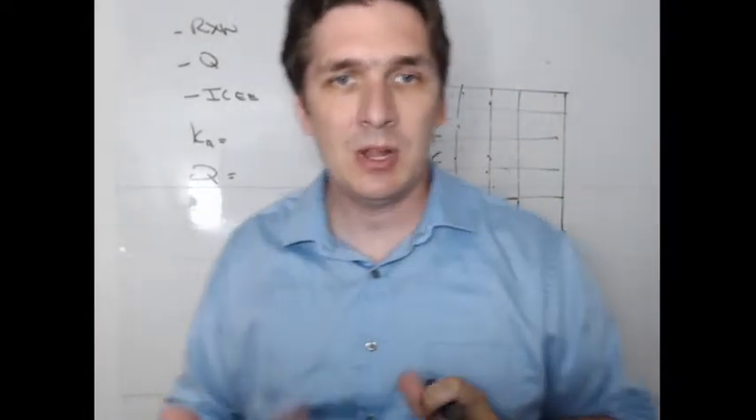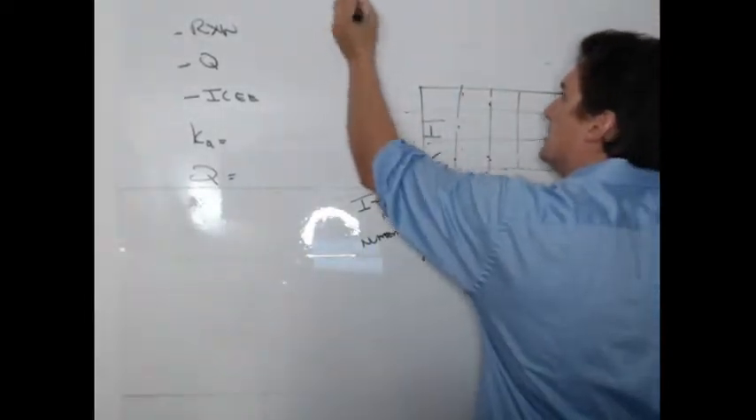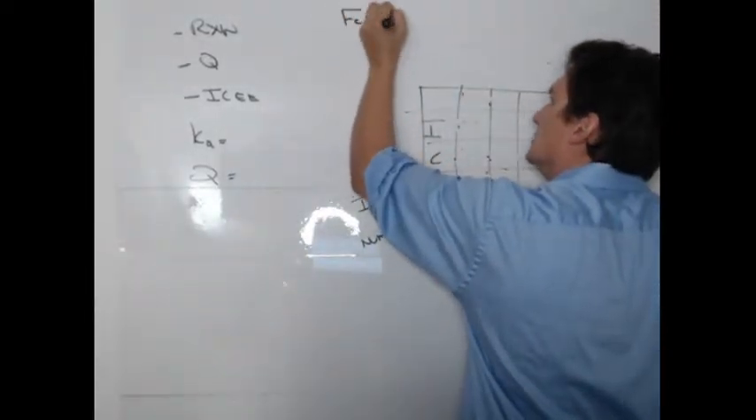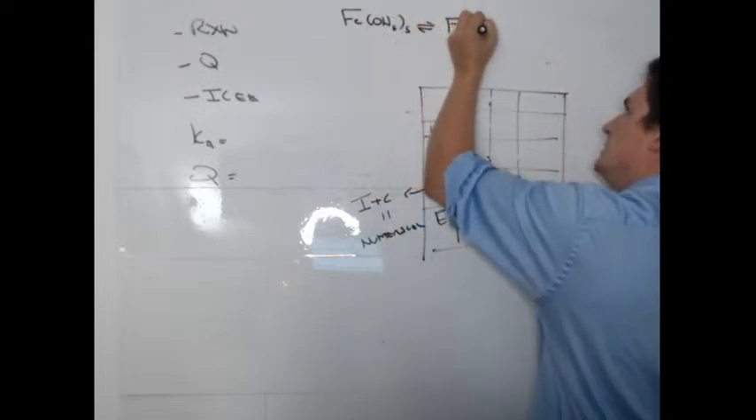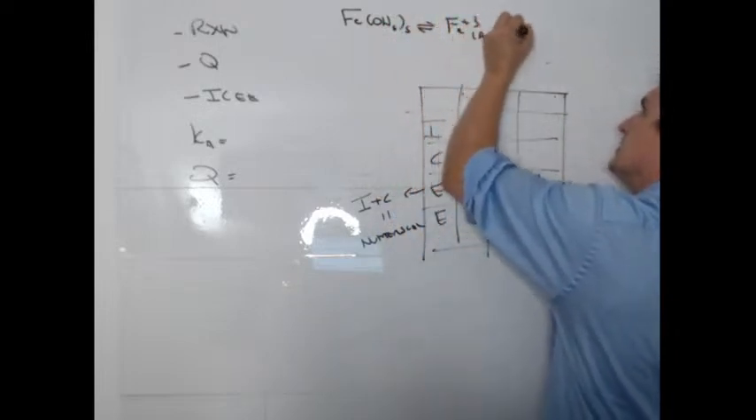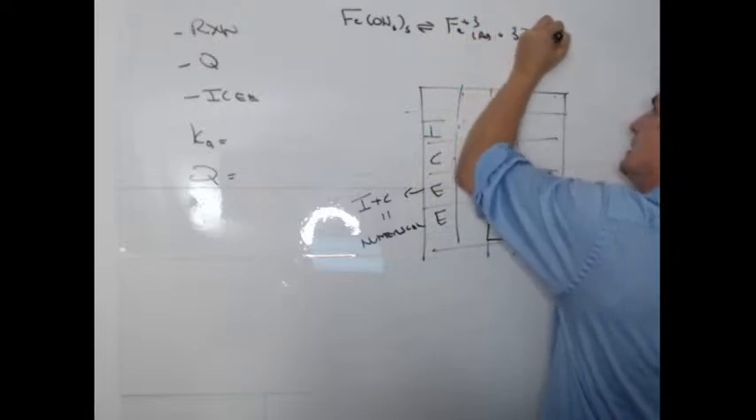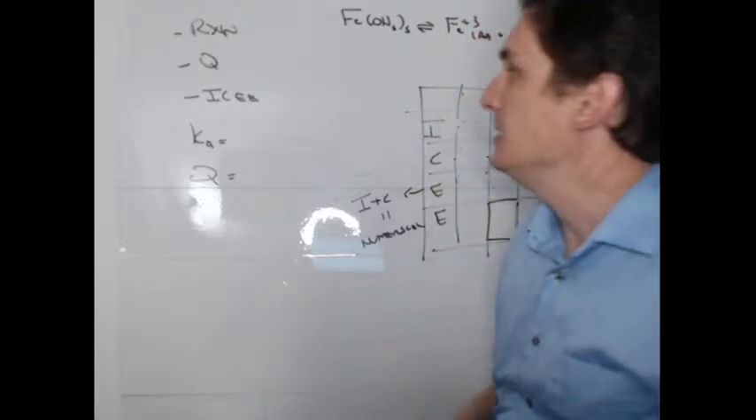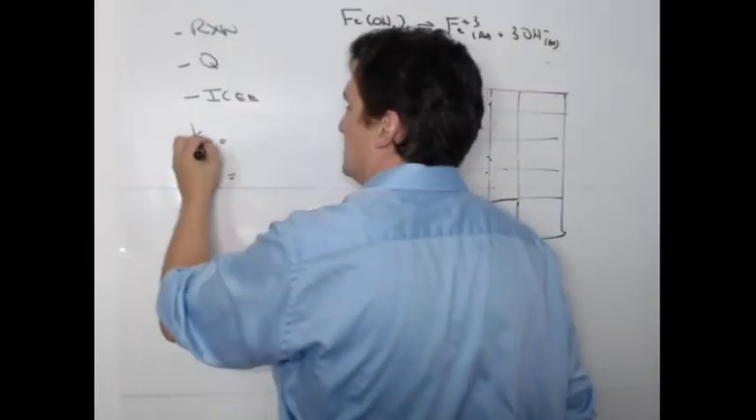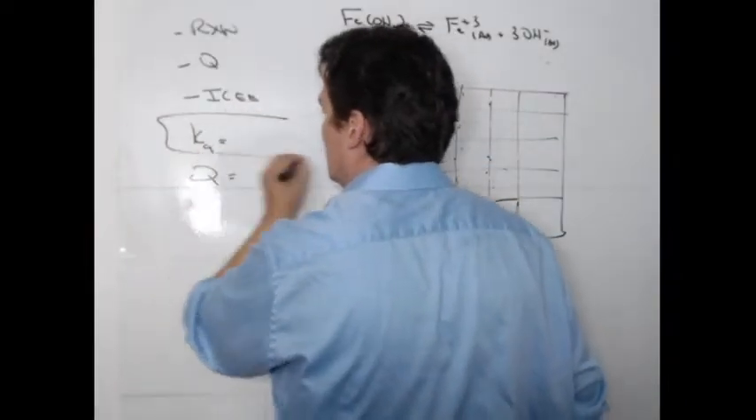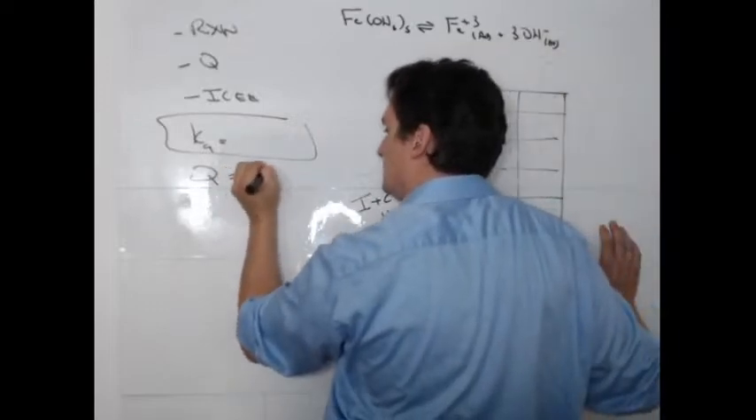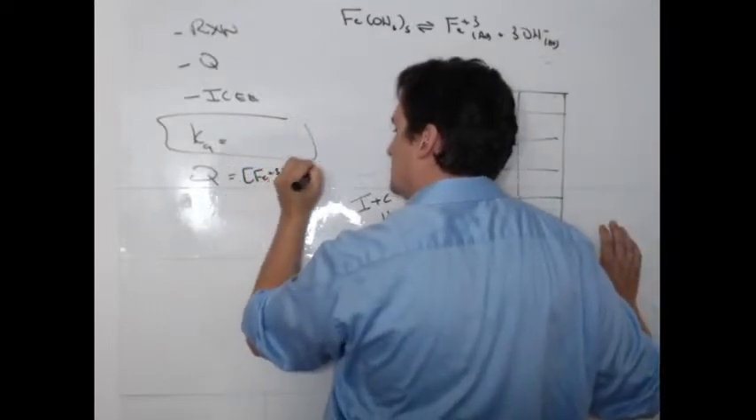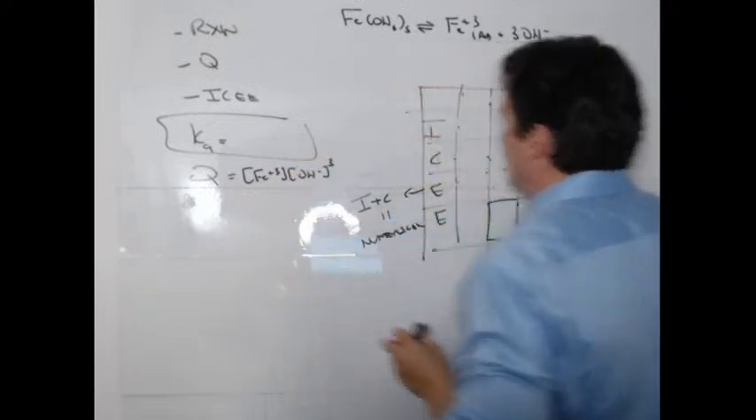So in the first homework problem, it gives you the reaction iron(III) hydroxide, Fe(OH)3 solid going back and forth to Fe3+ aqueous plus 3 hydroxide aqueous, and it asks you to find Keq. So in this case, this is what we want to find. Well, we've got our expression for Q. It's the concentration of Fe3+ times the concentration of hydroxide cubed.